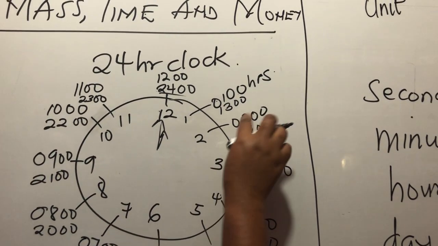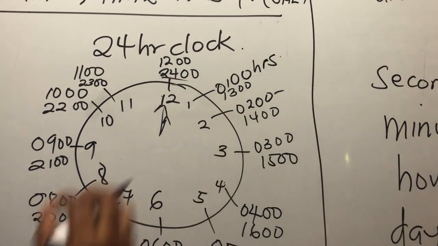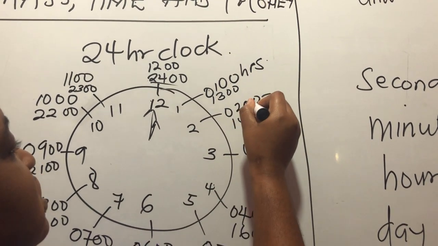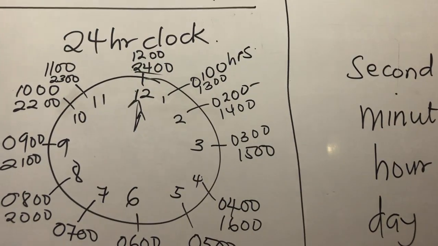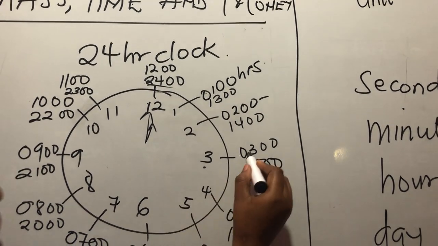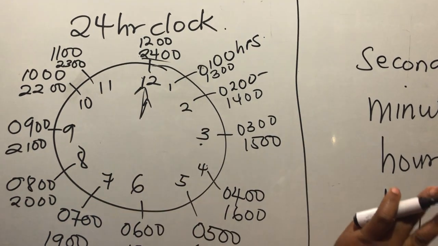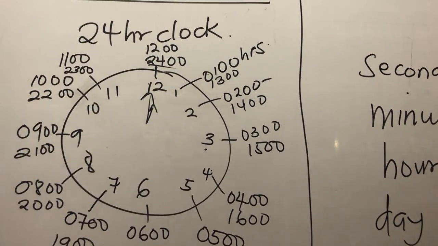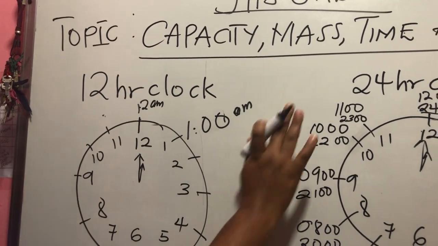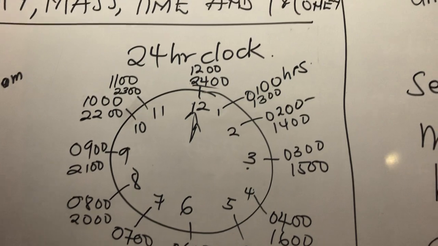Now, we are still at dawn, the early morning. So 2 a.m. in the 12-hour clock is what we call 0200 in the 24-hour clock. Same as 3 a.m. is 0300. No a.m. and p.m. for the 24-hour clock. The a.m. and p.m. is only for the 12-hour clock. With a 24-hour clock, we don't have a.m. and p.m. Please remember this, note this down.